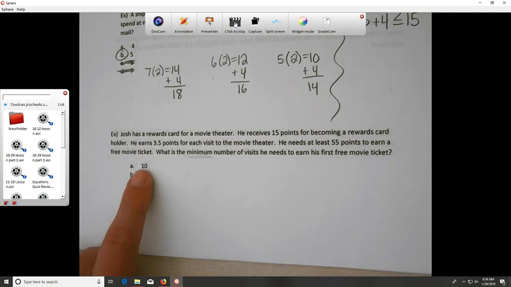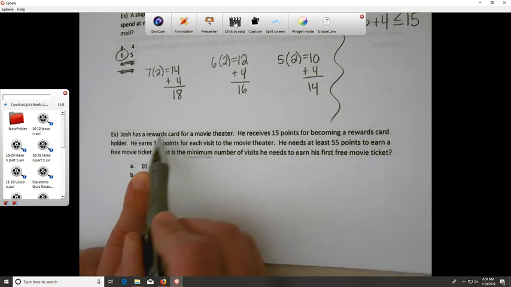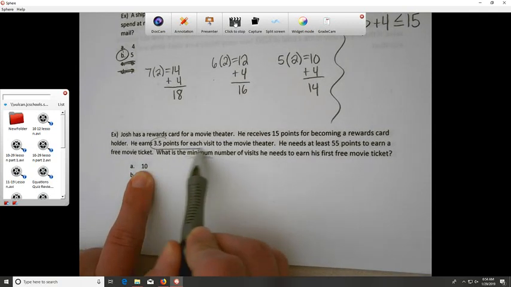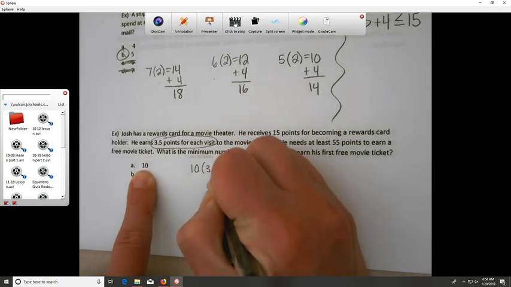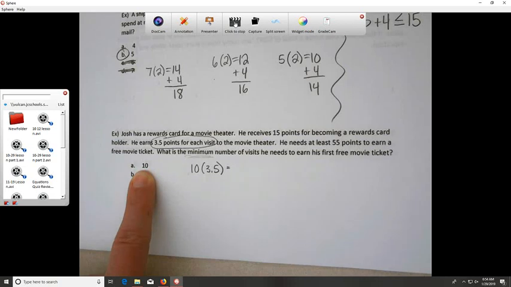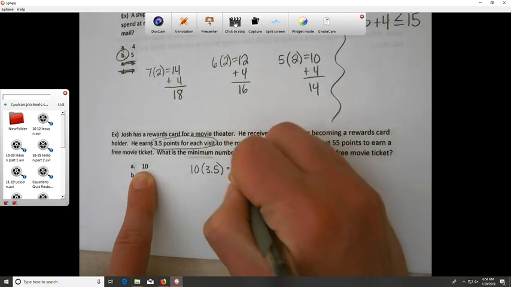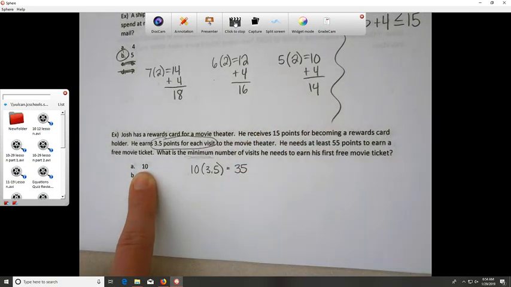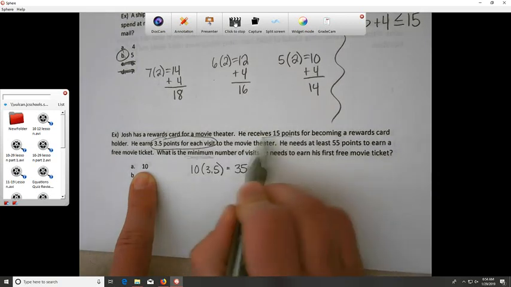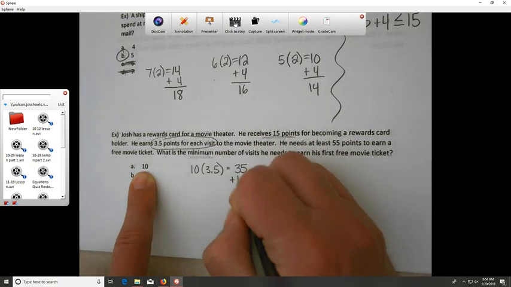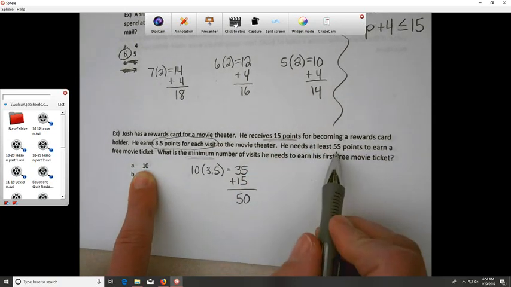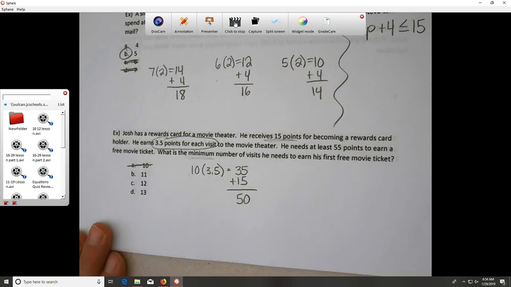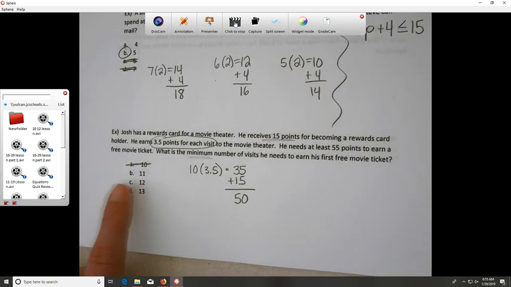So if he goes 10 times and he earns 3.5 points for each visit, then 10 times 3.5, you type that into your calculator, that's 35. He also gets the 15 points for becoming a member, so that would come out to 50. He wants at least 55. So 10 visits isn't going to be enough. So then I would go to 11.